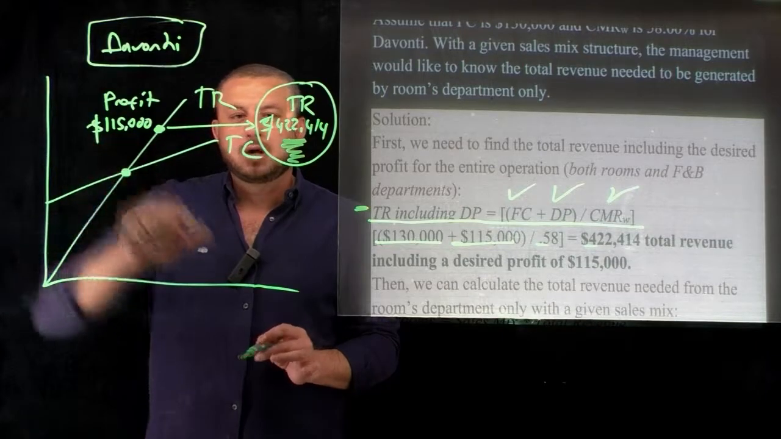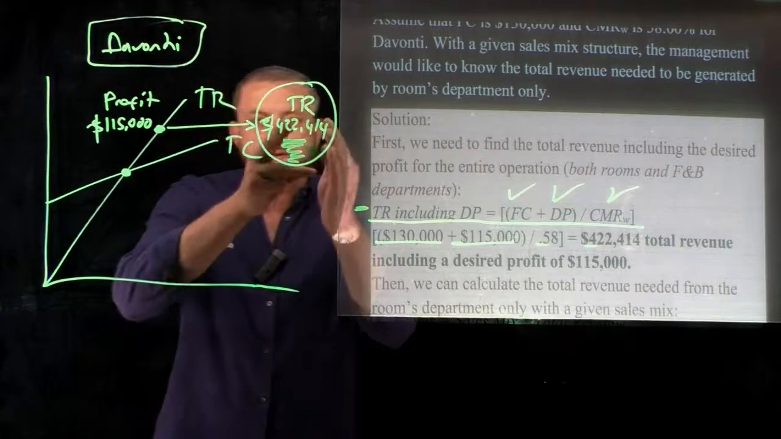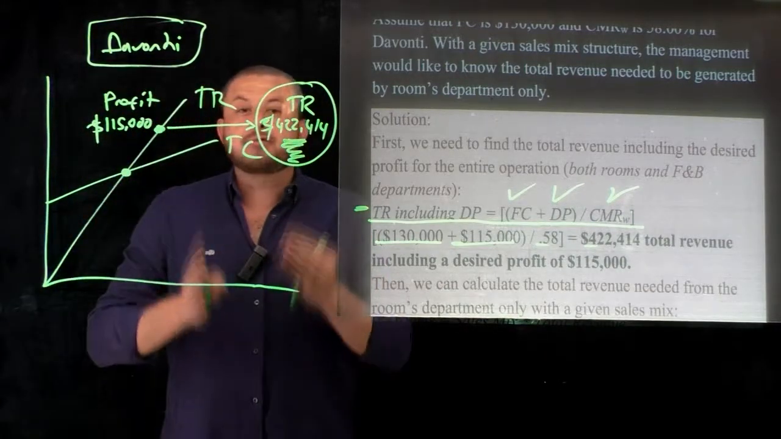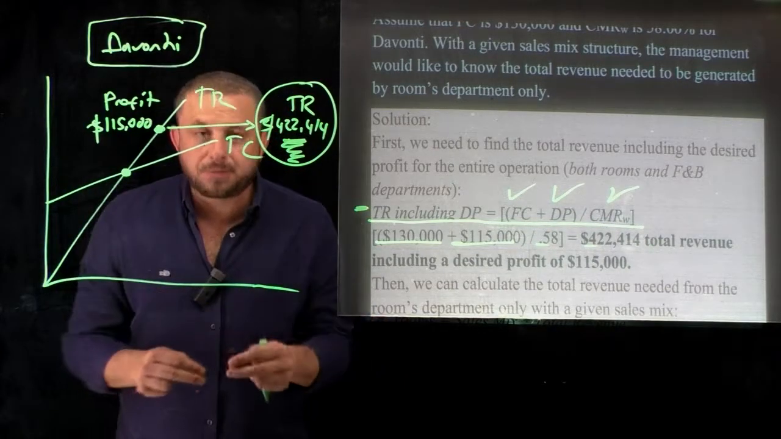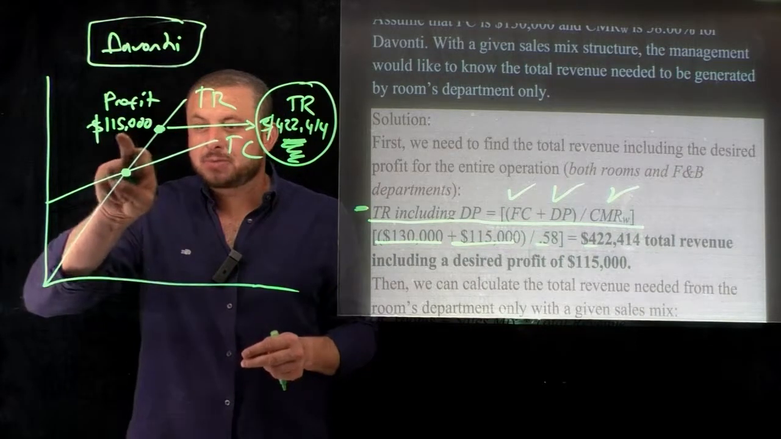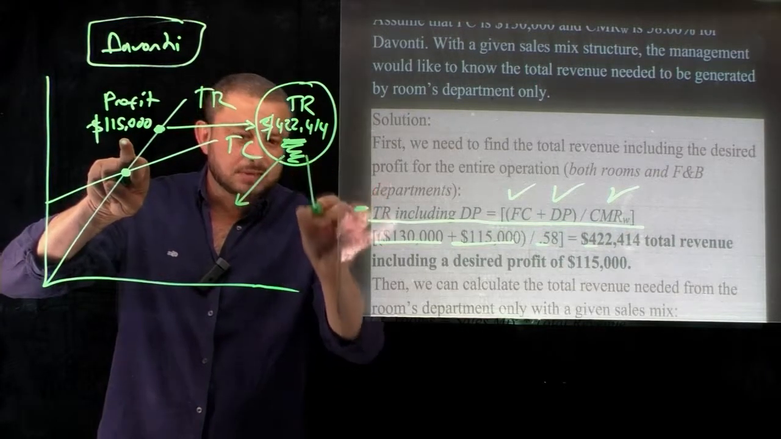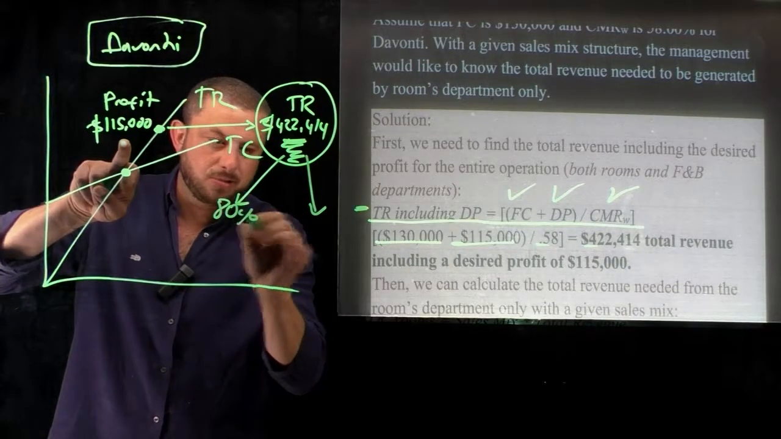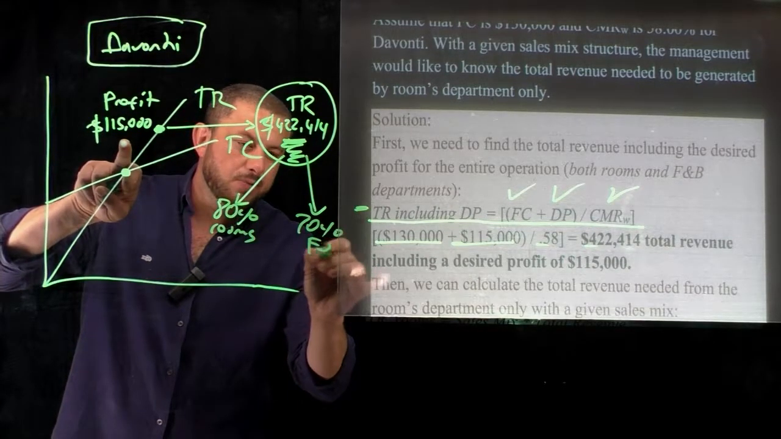But I would like to know the individual contribution of the rooms department to the entire total revenue in order for me to generate $115,000. In other words, I would like to know how much I have to generate from the rooms department so I can reach my target, which is the profit of $115,000. All I have to do is break this down by the sales mix, 80%, as you remember, and 20%. 80% rooms and 20% F&B.